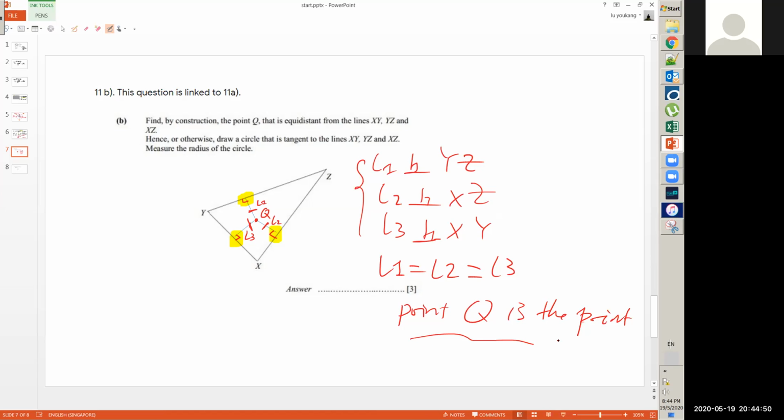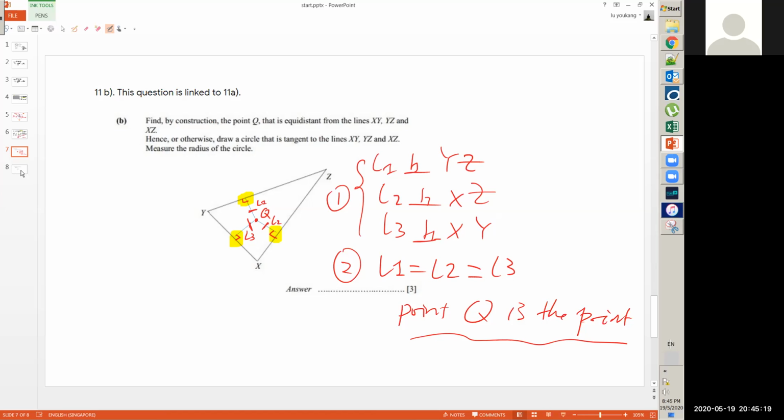Okay. So this is the first condition you must meet. And if you meet this condition already, then the second condition, L1 is equal to L2 and L3, then point Q is the point. If you don't meet these two requirements, then the point is not the point. Okay. So now let's use angle bisector to find this point Q.